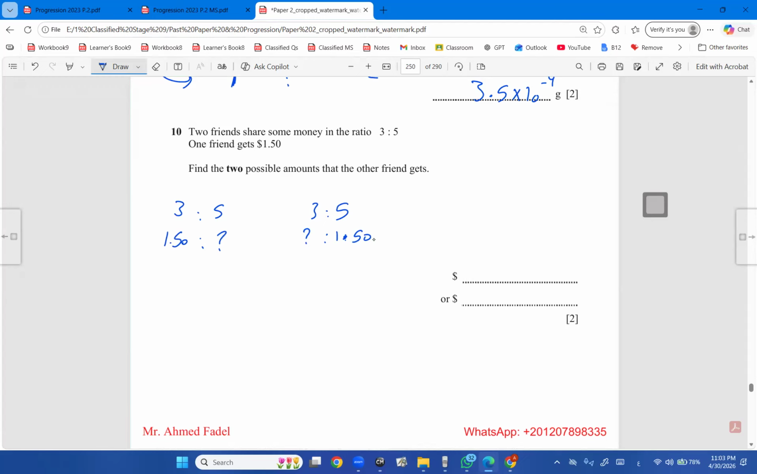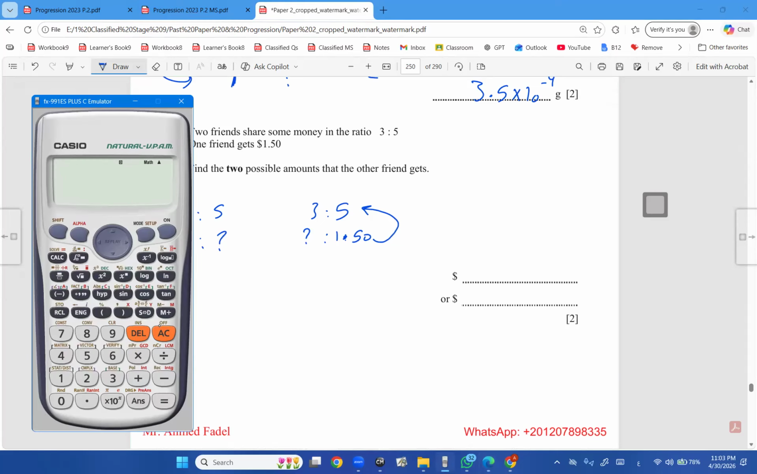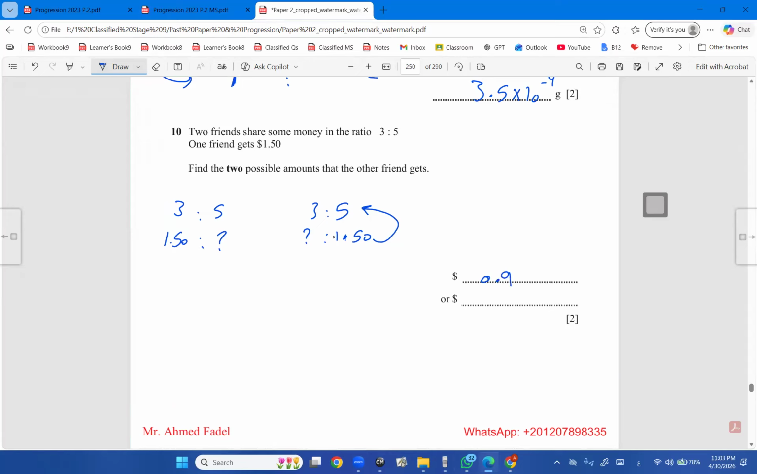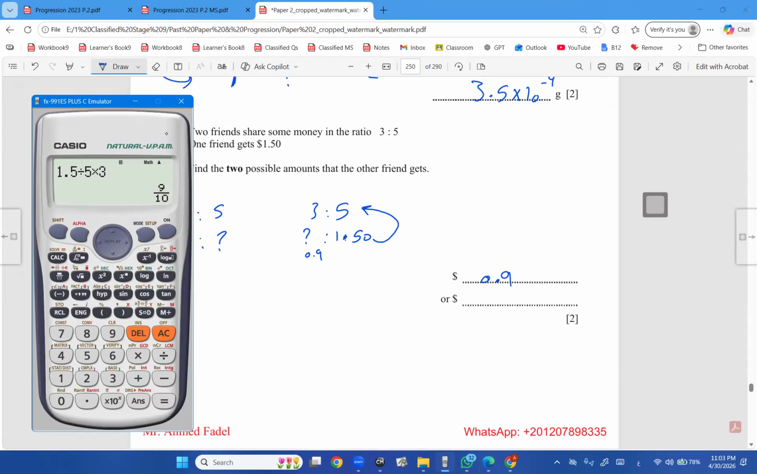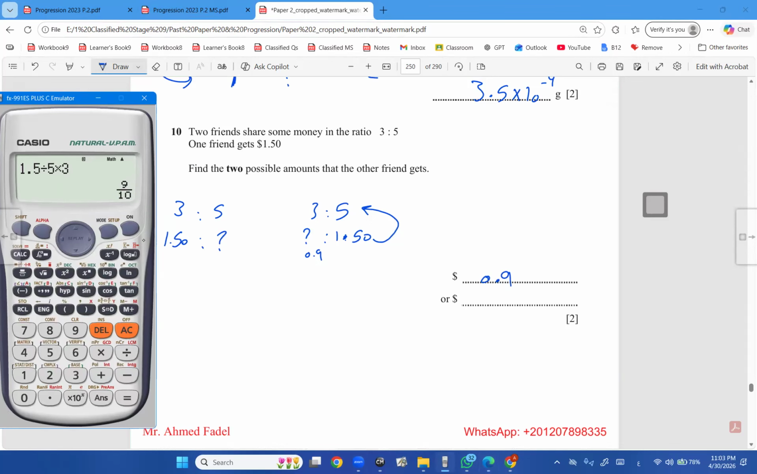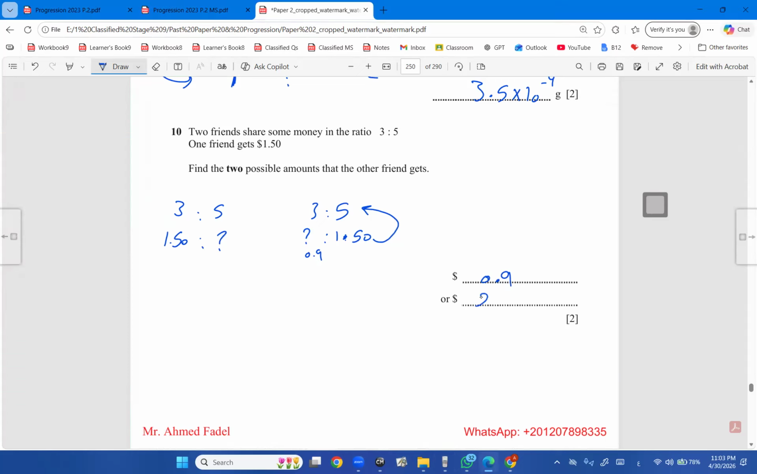So now what are you supposed to do? You take this, divide it by 5, and then you multiply by 3. So 1.5 divided by 5, then multiply by 3 gives you 0.9. So this is the first amount. Or it could be the other one over here. You find that it is 1.5 divided by 3. Then you multiply by 5. Gives you 5 over 2, which is 2.5.